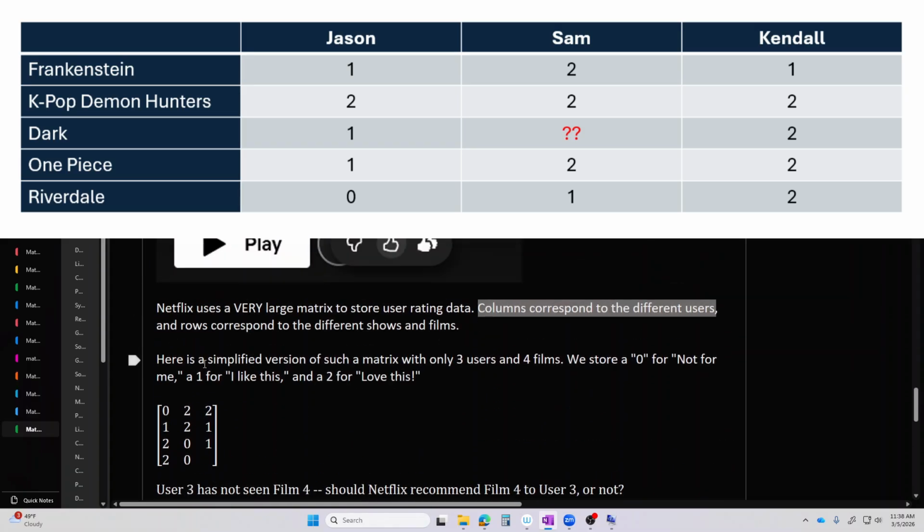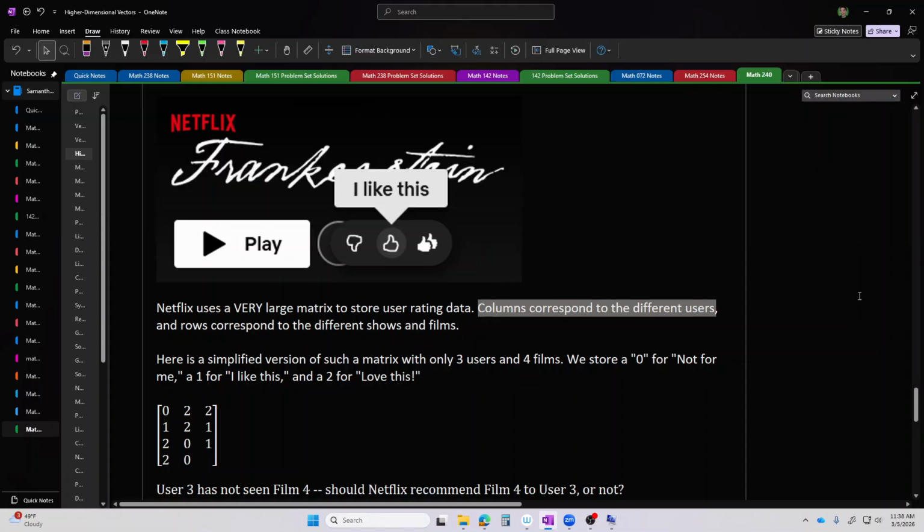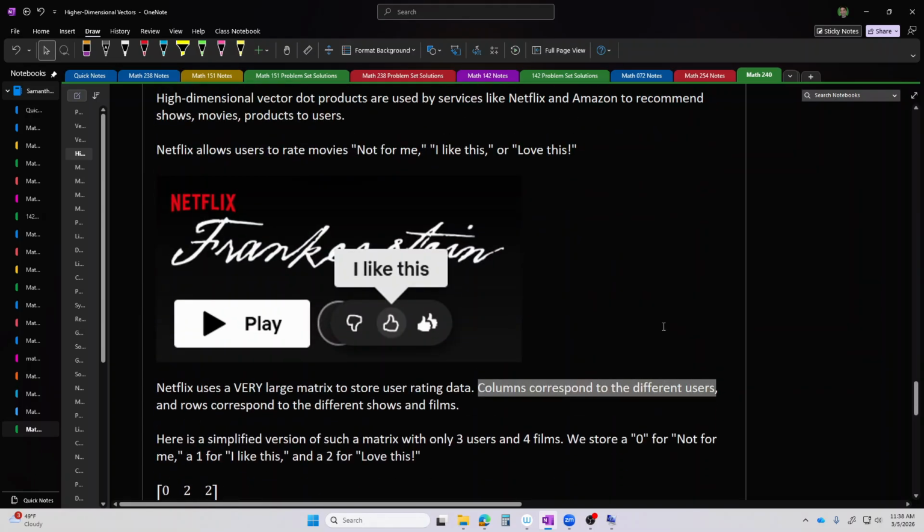And each row of the matrix corresponds to a different show or film. So the movie Frankenstein has some row in the matrix that is storing all the different user ratings that it has received. Netflix's actual matrix is going to be unimaginably large, right? Like hundreds of millions of columns and hundreds of thousands of rows corresponding to all of Netflix's different users and all of their different shows and movies.